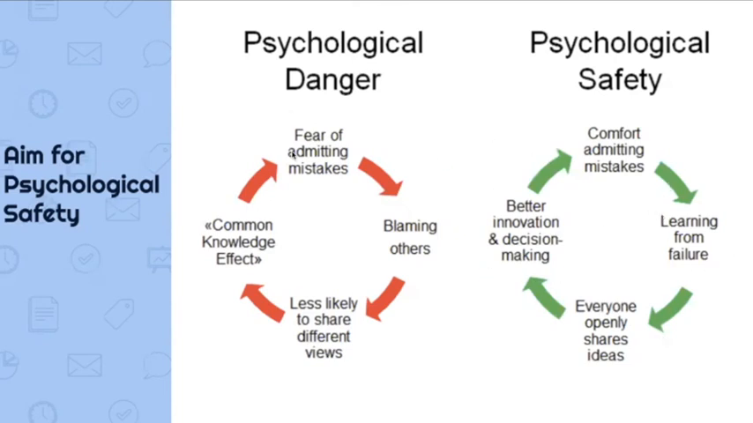Whereas when you have psychological danger, that sounds a bit dramatic, but when people don't feel safe to be less than perfect, mess up and get help, then you have a fear of admitting mistakes. People will blame other people, and they're less likely to share different views. And there's a thing called the common knowledge effect, which is that people do the basic minimum to get through. Does that make sense?